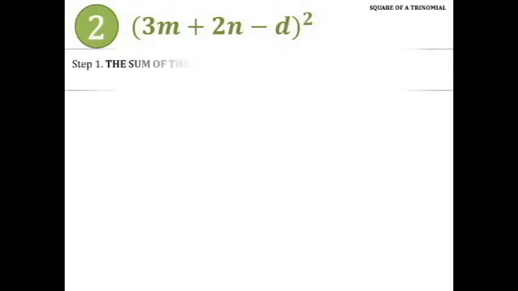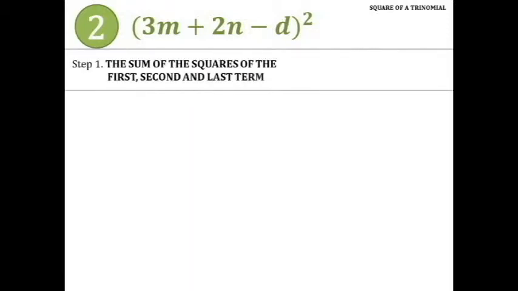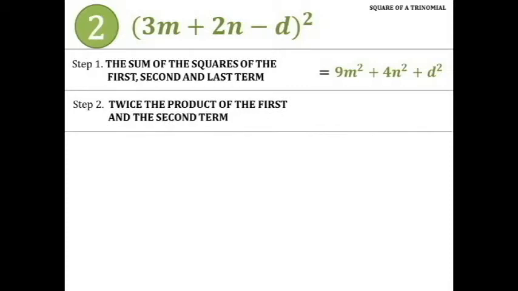For our second example, we have 3m plus 2n minus d quantity squared. Applying each step in this example, first we get the sum of the squares of the first, second, and last terms, which are 3m, 2n, and negative d, respectively. So we get 9m squared plus 4n squared plus d squared. Step 2 is to get twice the product of the first and the second term. We have 12mn.